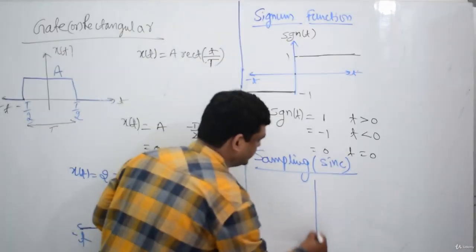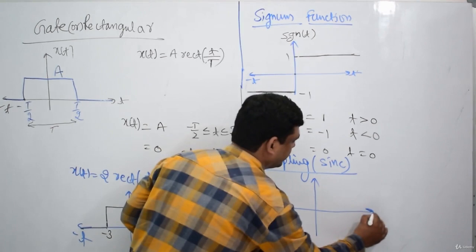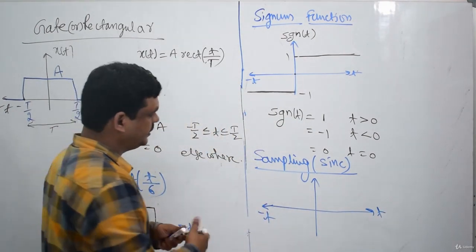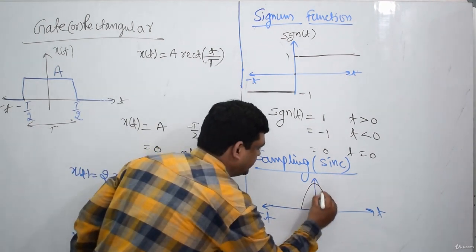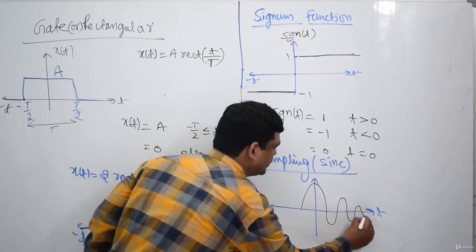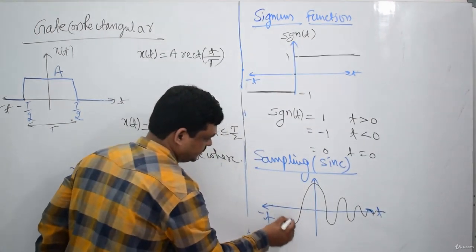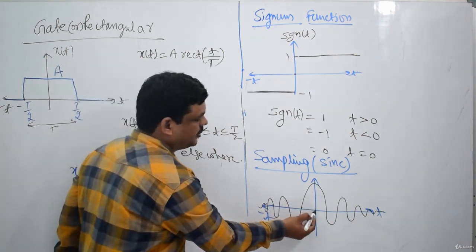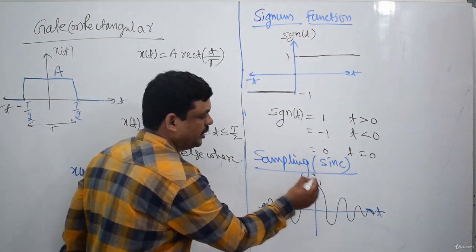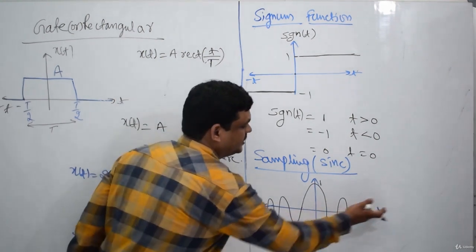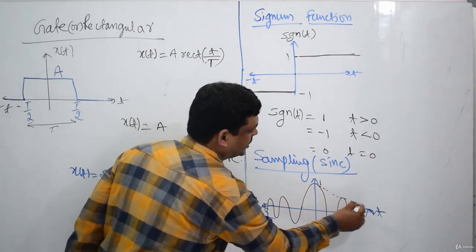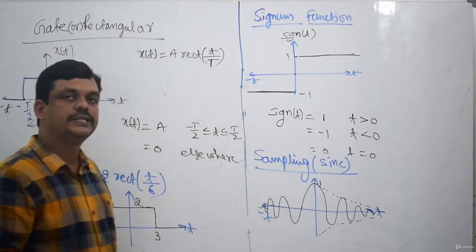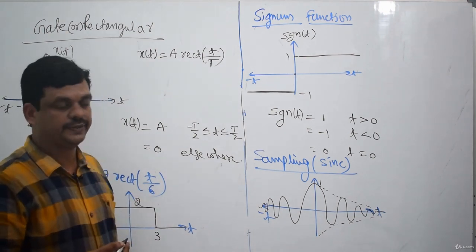That representation is with respect to time axis. The sinusoidal signal amplitude is exponentially decreasing. It's like this. Sinusoidal signal amplitude, exactly at t is equal to 0, has amplitude 1. If the time axis increases, the amplitude of the sinusoidal signal is exponentially decaying. This type of signal is called sampling signal or sinc function.